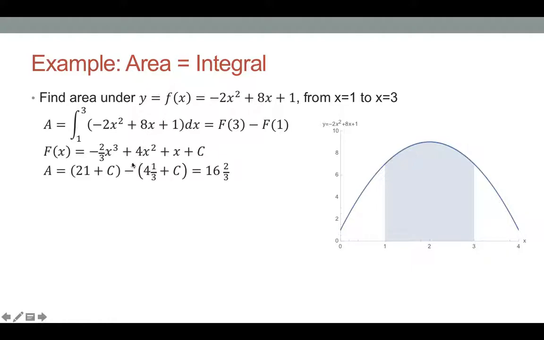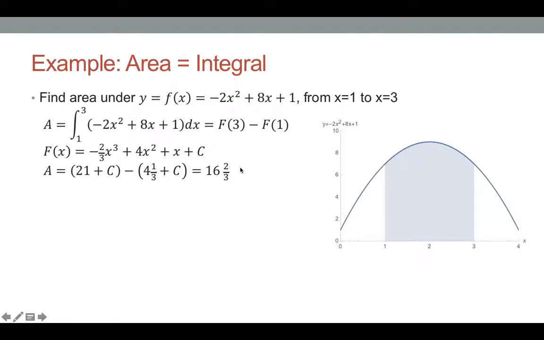Then we need to basically evaluate this function at x equals 3, and again at x equals 1. And I've written them down here. It's 21 plus this constant c, minus 4 1/3, again, plus the constant c. But notice the arbitrary constant doesn't matter because it cancels out. We have c minus c. And the final answer ends up being 16 2/3, which is the area under this curve. That's if we want to do it analytically.